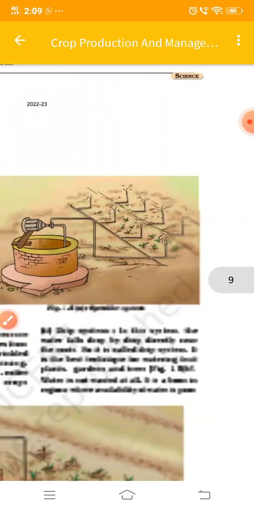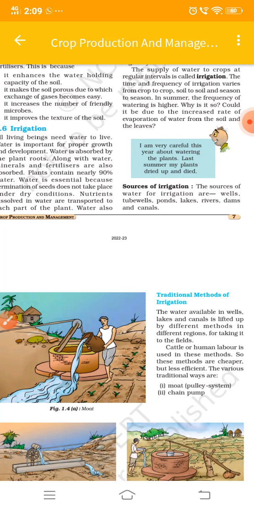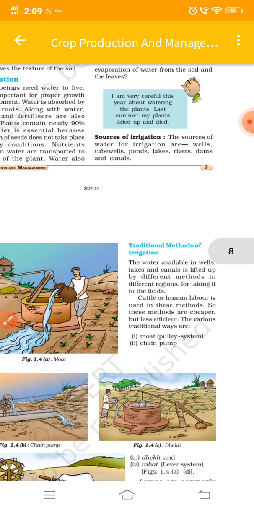Sources of irrigation. The sources of water for irrigation are wells, tube wells, ponds, lakes, rivers, dams and canals. These are all underground sources. These are very important. Okay, this is a natural one.